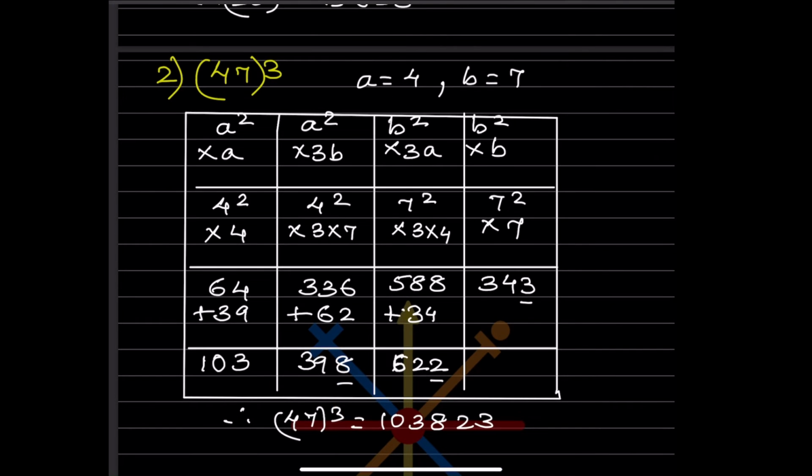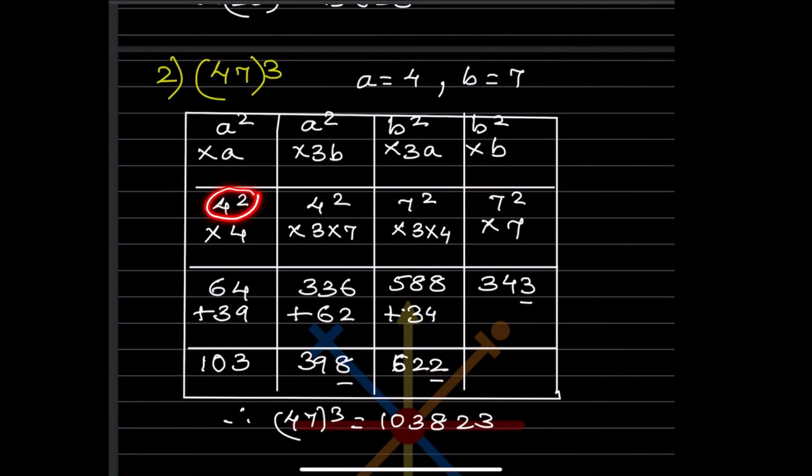Now see here, 47 cube. A is 4, B is 7. So same thing, A square into A square into 3B, B square into 3A, and B square into B. Now you know 4 square because A is 4 into 4. 4 square, 3 into 7. 7 square, 3 into 4. 7 square, and this will be 7.